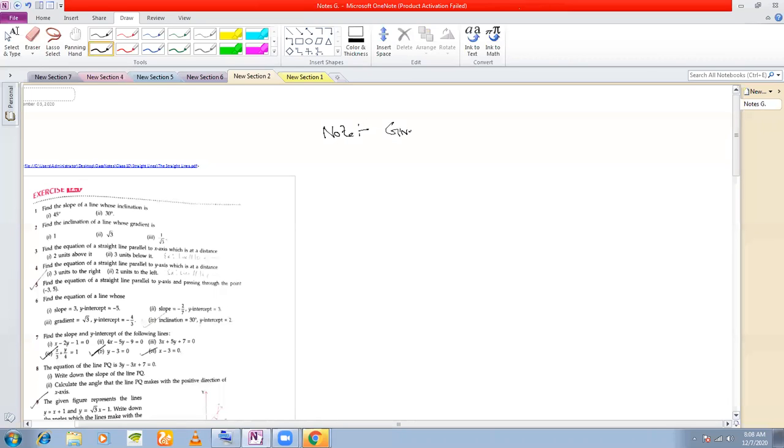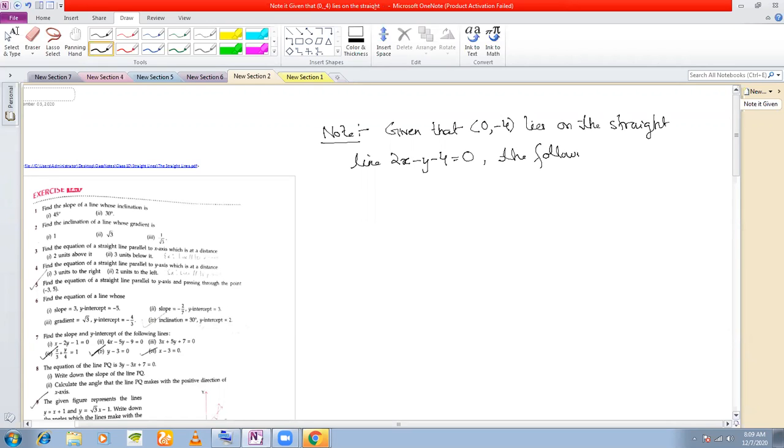Given that 0, minus 4 lies on the straight line 2x minus y minus 4 equal to 0, the following is true. How? Left hand side, you take the left hand side.